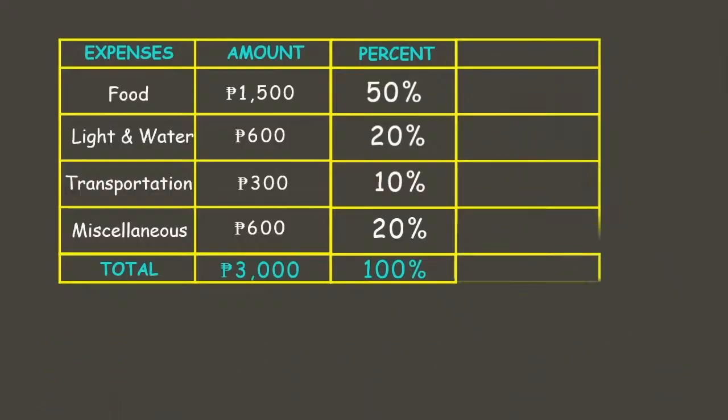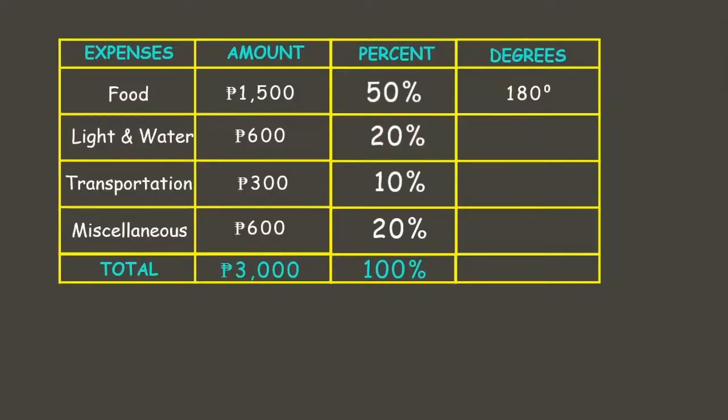First, let's have food. We have 360 degrees times the percent of food, which is 50%. First, we need to convert percent into decimal. The decimal form of 50% is 0.50. Therefore, 360 times 0.50 is 180 degrees. Since 50% means half, and half of 360 is 180.